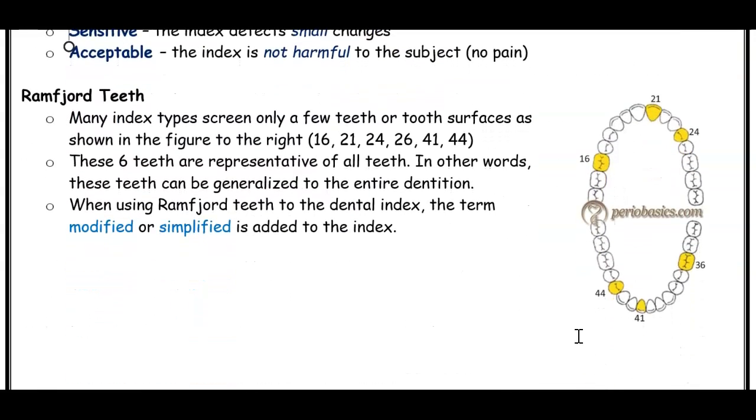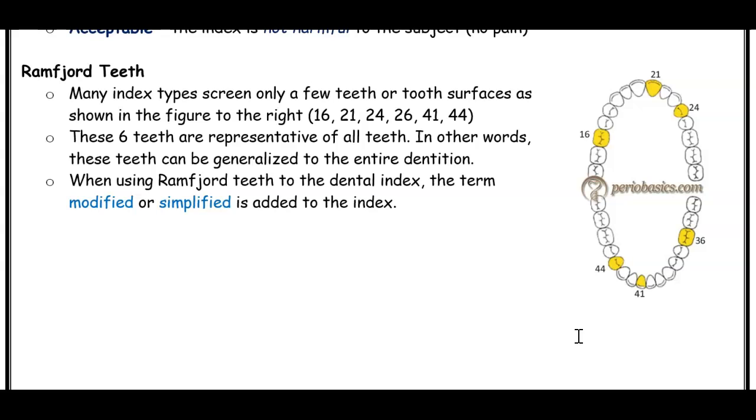Before I go into the indices, let's look at the Ramfjord teeth. The Ramfjord teeth are six teeth: 1-6, 2-1, 2-4, 3-6, 4-1, and 4-4. If you do your dental index based on these six teeth, they are representative of all teeth. The findings in these six teeth will be very similar to the findings if you were to assess the entire dentition.